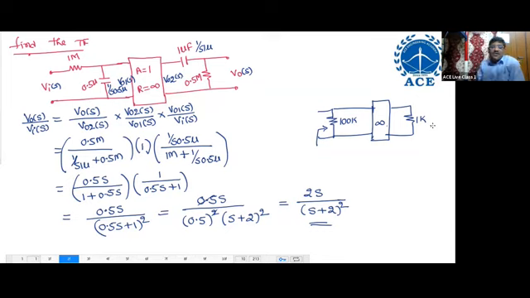So whenever there is no loading effect, then we can divide the network into parts, individually find the gains, and then we can multiply so that you will get the answer. Okay, next.